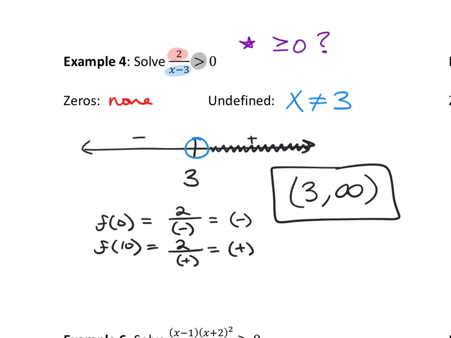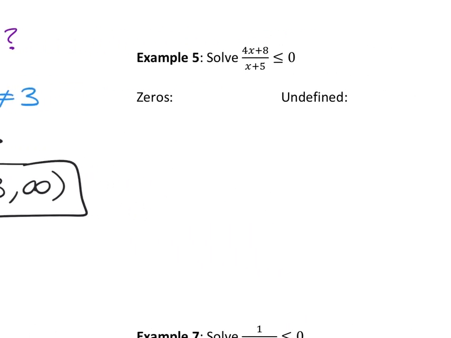Brackets only show up for what? The zeros, when it's less than or equal to. Are there any zeros here? No. So would my answer change at all? Ooh, interesting. So keep that in mind. "Or equal to" doesn't necessarily mean brackets are going to be in your answer anymore, because if it's an undefined value, always parentheses. Always parentheses. All right, example 5.